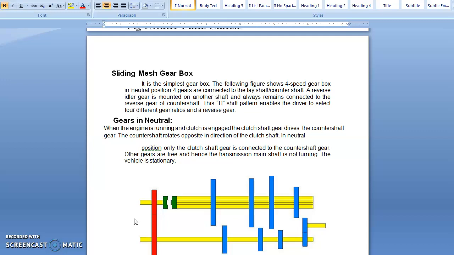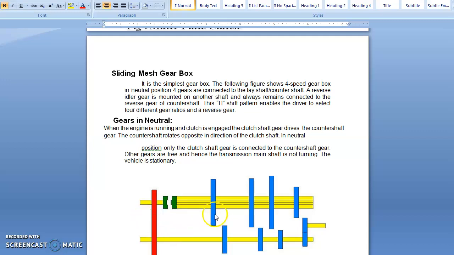Before we enter into the 4-speed gearbox, let us discuss some important points we have to know. First, the sliding mesh gearbox. Actually, the 4-speed gearbox is a sliding mesh gearbox. It is the simplest type of gearbox. The following figure shows a 4-speed gearbox.